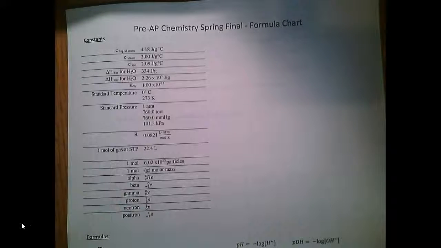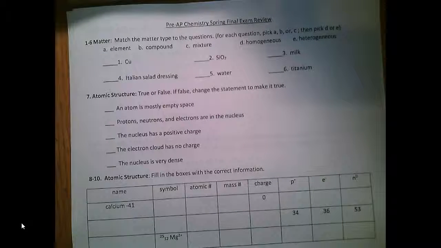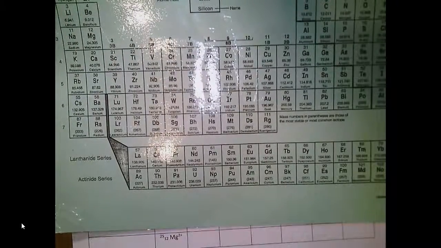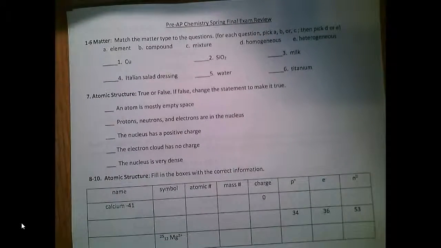You're allowed to use this formula sheet on the test, so you can keep in mind anything you find on here, you're allowed to use on the test. You are also allowed to use a 3x5 note card front and back, so you want to utilize that. And of course, you'll be given the periodic table as always. I'll be referring to some of these things as I go throughout the video. First thing we want to do is look at page 1.